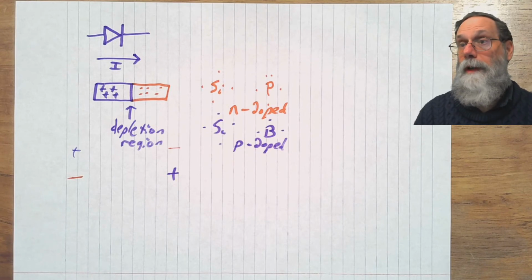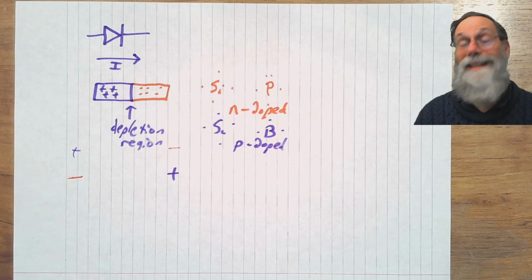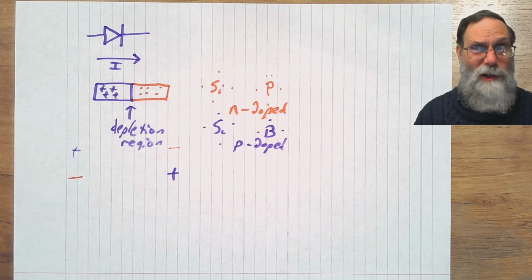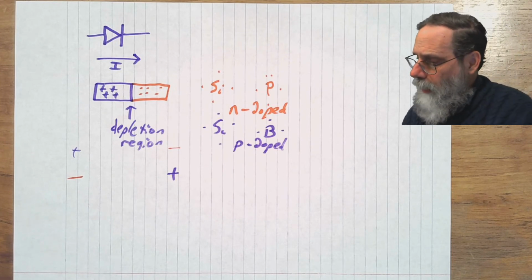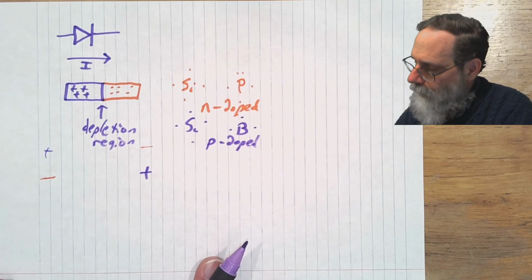So conduction in one direction is easy. Conduction in the other direction basically doesn't happen, except in some rather specialized situations. We have some things we use this for.